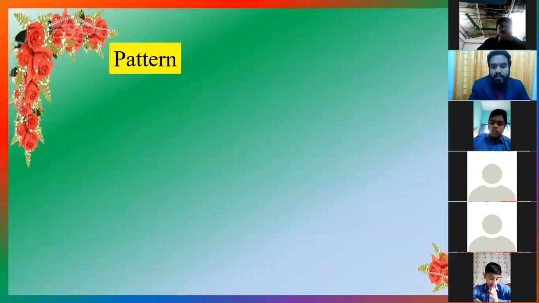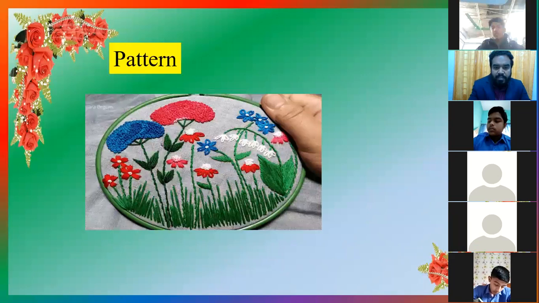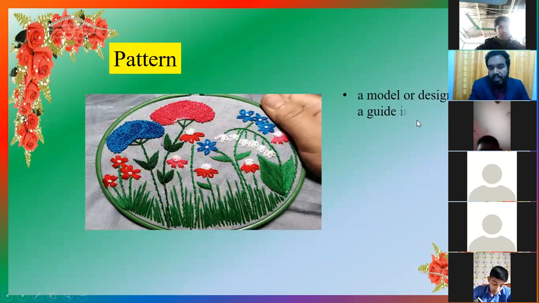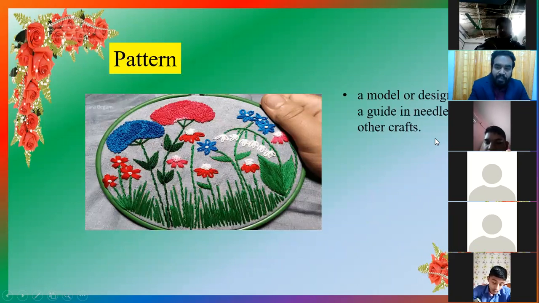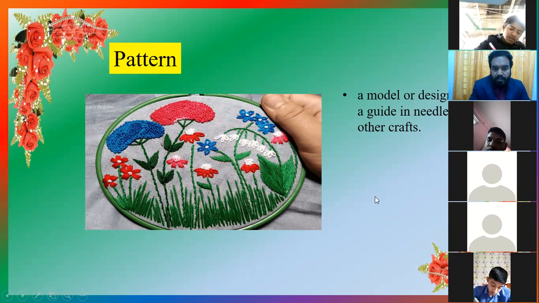Same pattern, pattern মিনিং নকশা, pattern or ধরন. A model or design used as a guide in needlework and other crafts. Needlework মানে সুই সুতার কাজ. A model or design used as a guide in needlework and other crafts. Model mane hocche, design mane hocche, pattern mane hocche. Yes, sir. These are synonymous words.